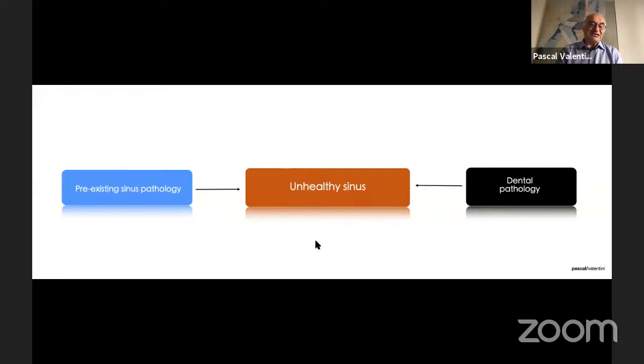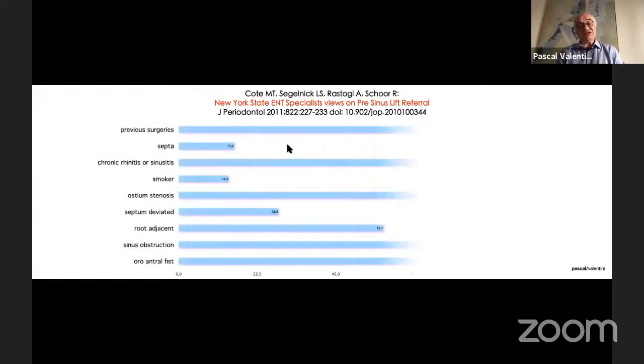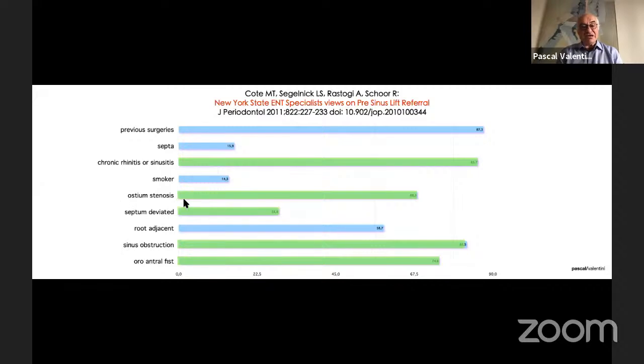Which are the pre-existing sinus pathologies which are susceptible to induce postoperative complications? If we look at this paper coming from ENTs, those ENTs are examining people who are candidates for sinus floor elevation. And they have listed different pathologies which are susceptible to induce postoperative complications. If we look at this graph, most of the pathologies which are at risk for postoperative infection are related to the ostium. What is the ostium?